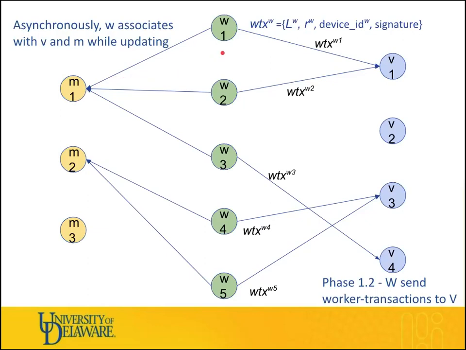A worker has to use its own private key to sign the hash of a tuple containing these 3 fields: the local model update, the expected rewards, and the device ID, which is the public key of this worker, to produce a signature. Then this worker will form a worker transaction which contains these 3 fields plus the signature, and send this worker transaction to its associated validator. Let's denote the worker transaction as WTX.